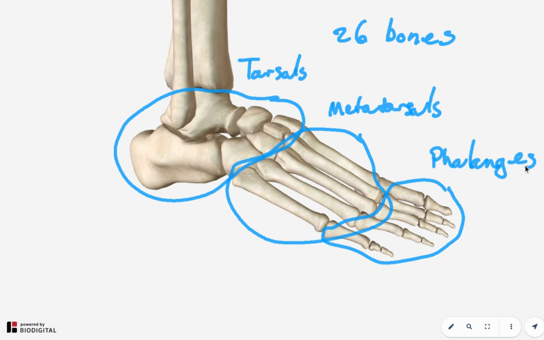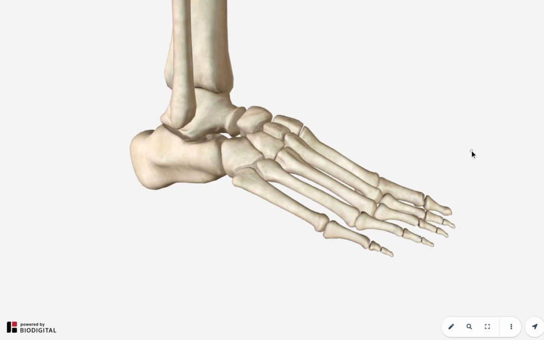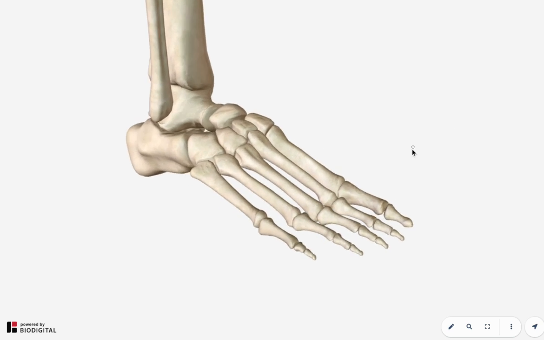Zooming a little bit in on the phalanges. We have 5 toes, right? We have our first toe. Our big toe is our first toe, also called the hallux. The big toe is the hallux. We have our first toe, second toe, third, fourth, and fifth, and we name the bones accordingly.